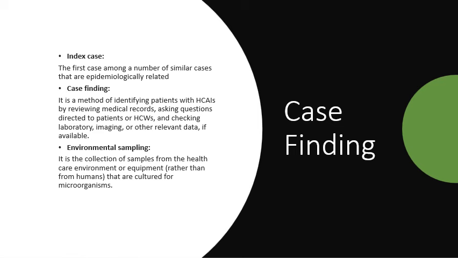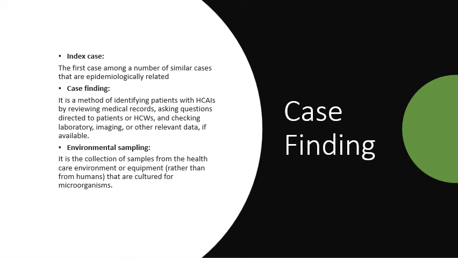Case finding. In an outbreak, when we need to look for the cases, first of all, we have to know the definition of case finding. In case finding, we have the index case, which is the first case among a number of similar cases that are epidemiologically related. That means it is the first case to get the infection.